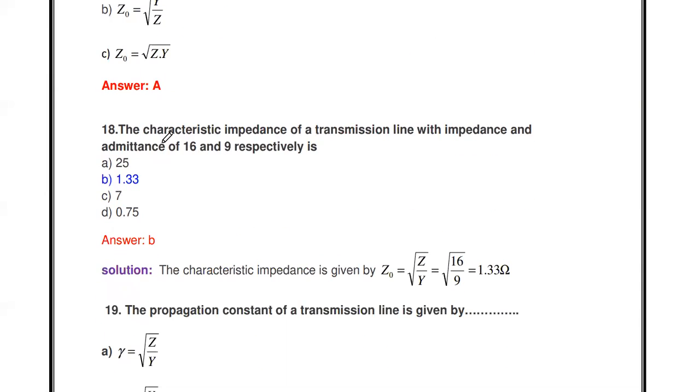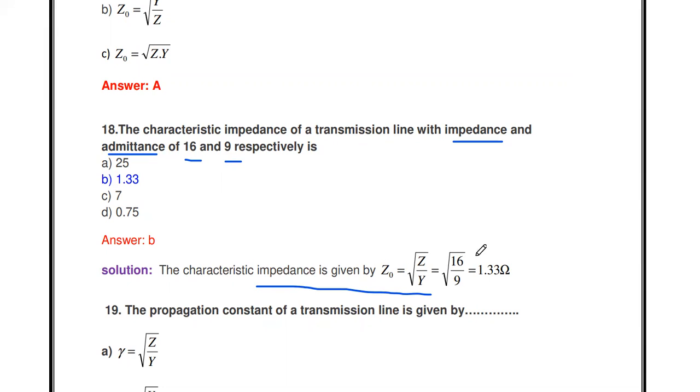Okay. Then the next thing, the characteristic impedance of a transmission line with impedance and admittance of 16 and 9 respectively is dash. So this is a 2-mark problem. For one transmission line, impedance is given as 16, admittance Y is given as 9. Then what is the characteristic impedance? You know the characteristic impedance formula is the square root of Z by Y. What is Z? 16.